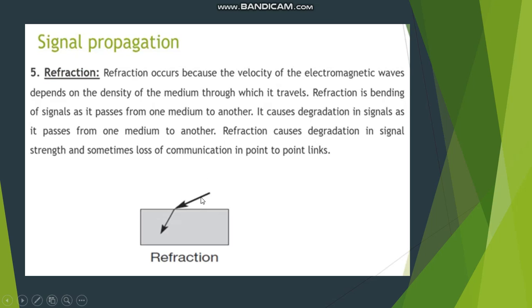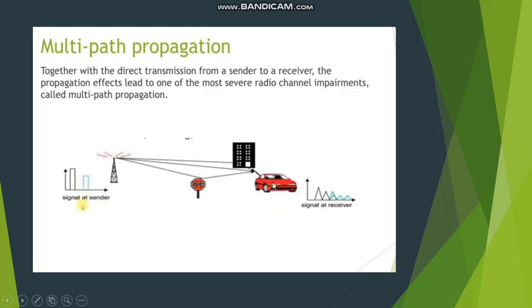Refraction is changing of path due to change in medium. So because you're changing medium, obviously your velocity also changes. So it leads to degradation of the signal, यानी इसका strength बचता ही नहीं है. काफी बार ऐसा होता है that it may not be received at the other end at all. And last we saw was multipath propagation.